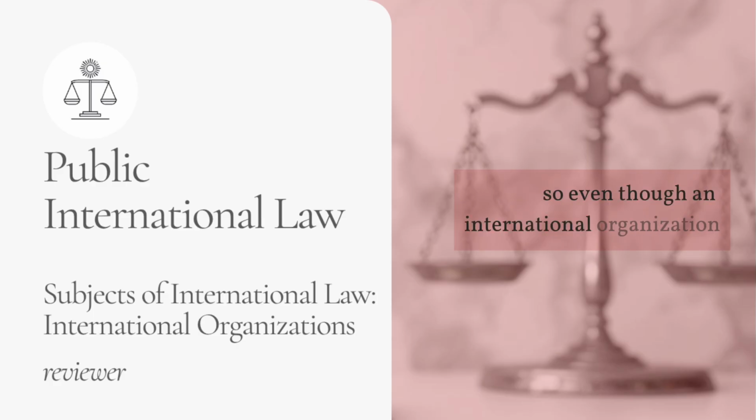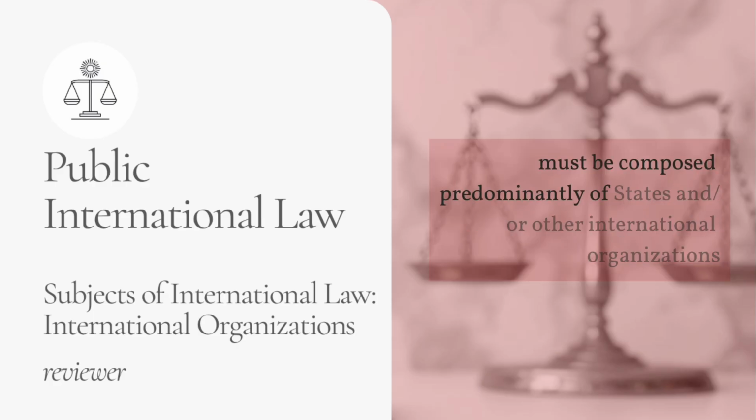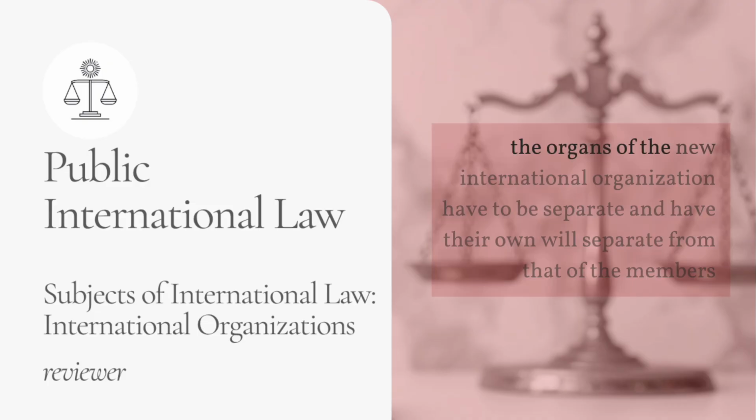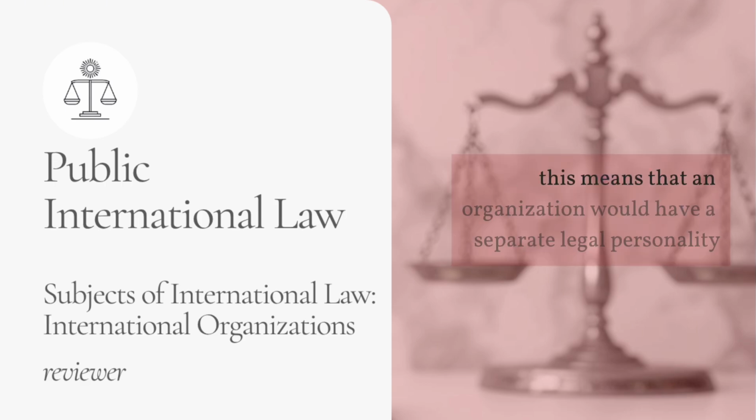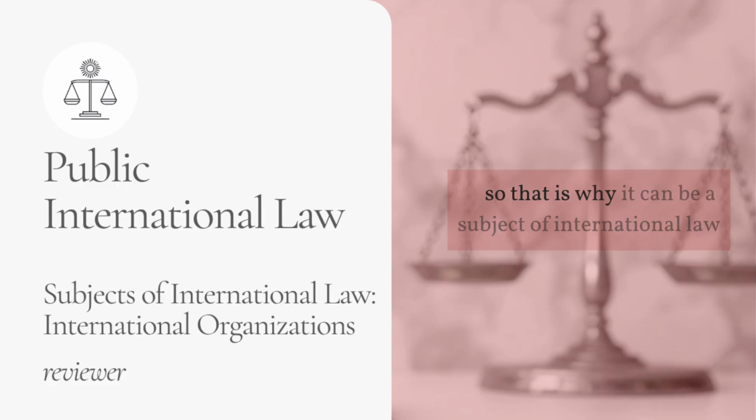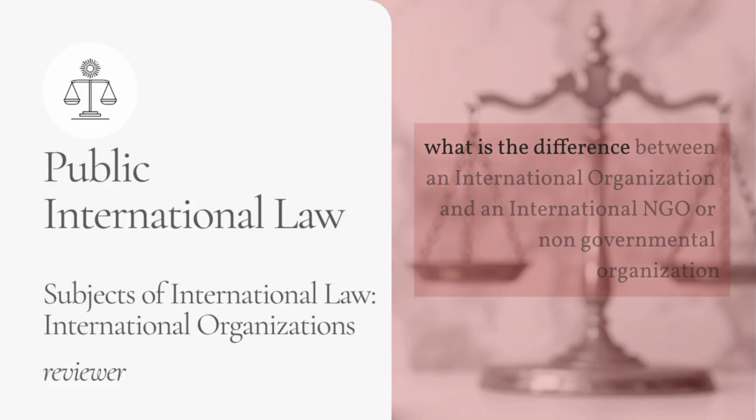So even though an international organization must be composed predominantly of states and or other international organizations, the organs of the new international organization have to be separate and have their own will separate from that of the members. So, what does this mean in practice? This means that an organization would have a separate legal personality. So, that is why it can be a subject of international law, and it must be able to act on a majority basis.